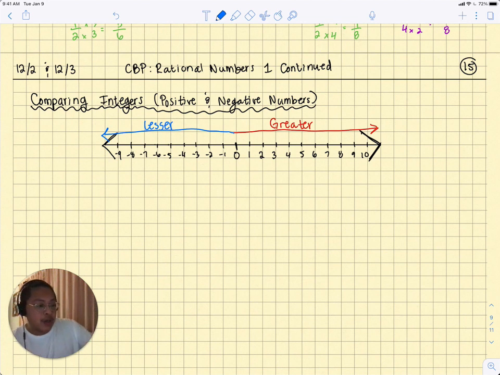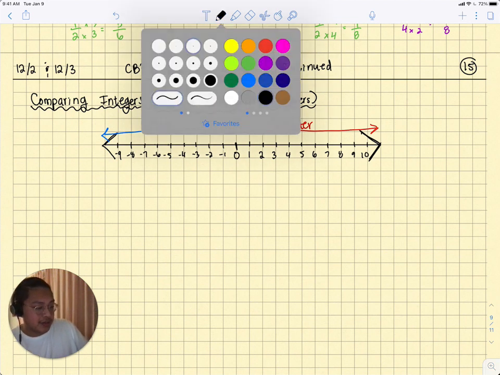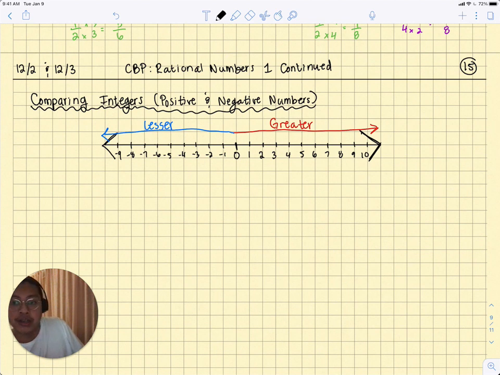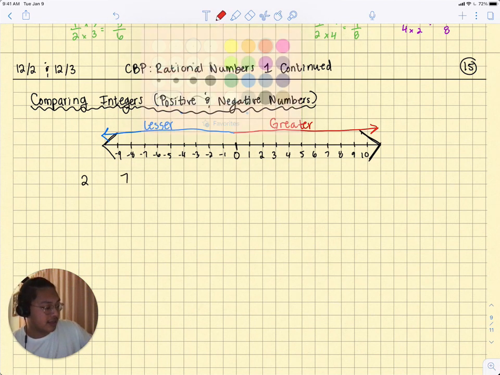Now, obviously, you know how to compare two positive numbers, right? So that's the first scenario. If I wanted to compare 2 and 7, you could easily plot these on the number line. There's 2, there's 7. Which one is greater? Well, 7 is greater because it's further to the right on the number line.